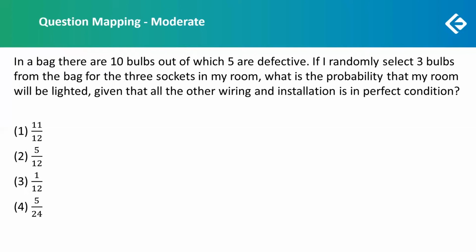So if the room is lighted, that can happen even with 1 bulb. It does not have to be true that all the 3 bulbs have to be lighted. Even if 1 bulb is lighted, the room is lighted. So this was the part where many people might have made a mistake. So here we had to use the concept of at least 1. We had to find the probability that at least 1 bulb would be lighted, which was 1 minus the probability that no bulb would be lighted.